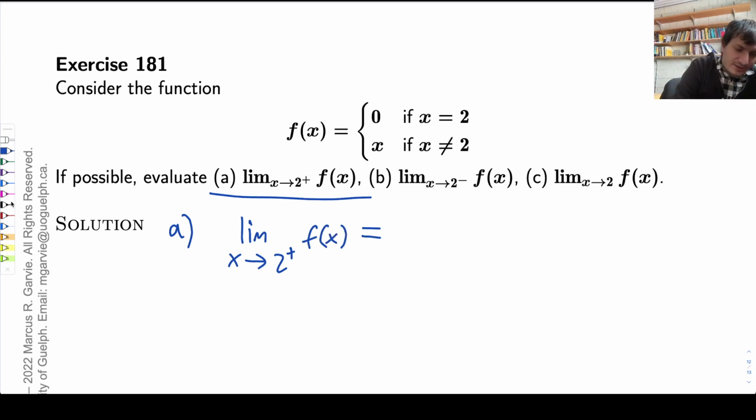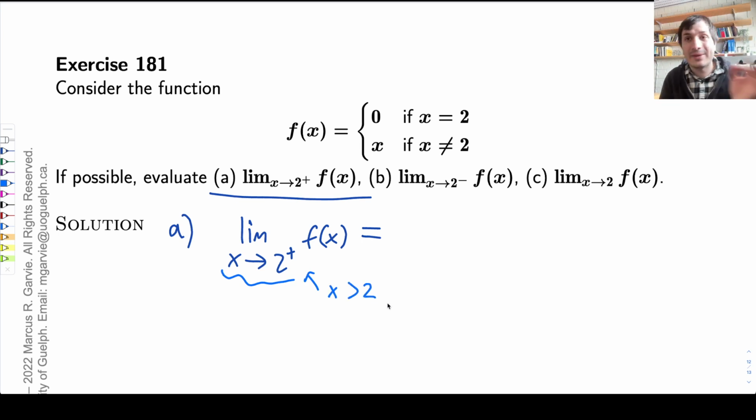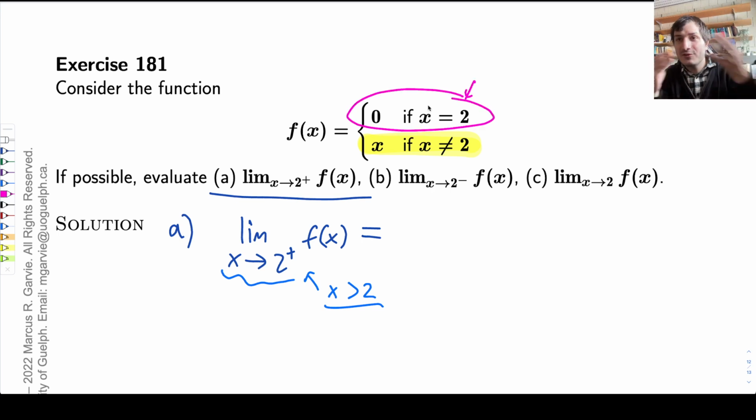The important thing to realize here is that when x is going to 2 plus, that means x is getting really close to 2, but x is bigger than 2. So x is bigger than 2 by a bit. So it means 2.1, 2.01, 2.001. It's getting really close to 2, but always a little bit bigger than 2, never equal to 2. And in this situation, because this is bigger than 2 and not equal to 2, we are on strictly this branch of the function. We never see the 0 if x equals 2, because x is never equal to 2. It's always a bit bigger than 2.